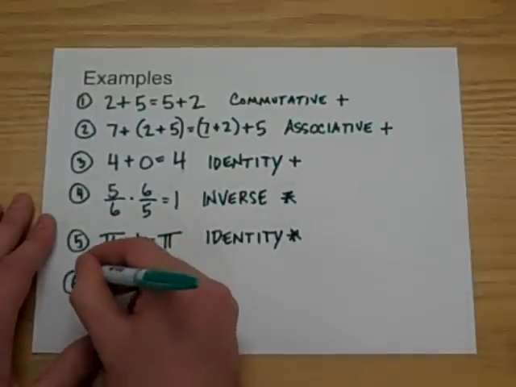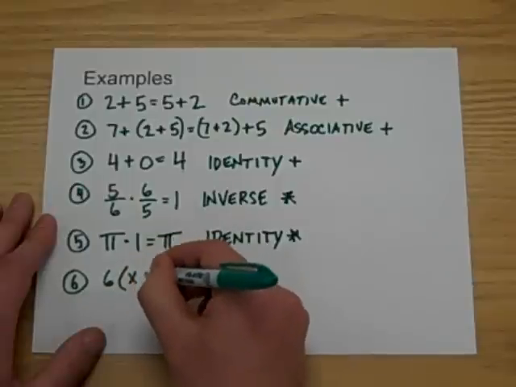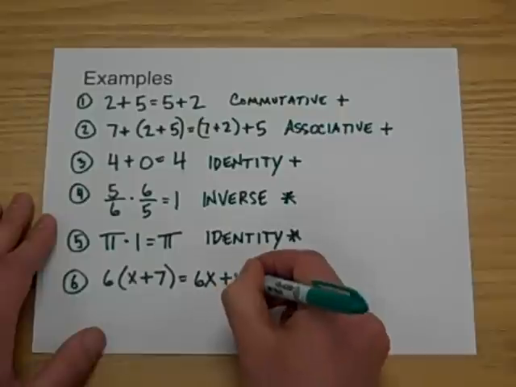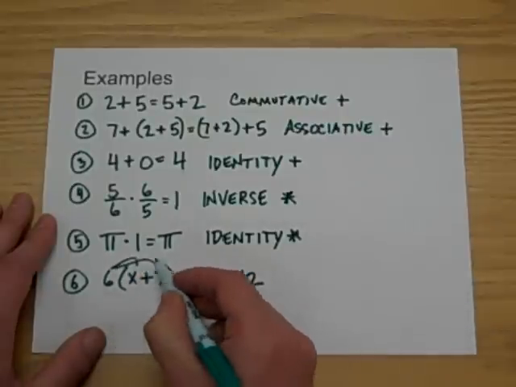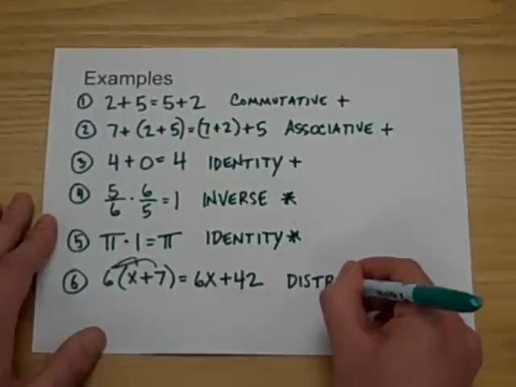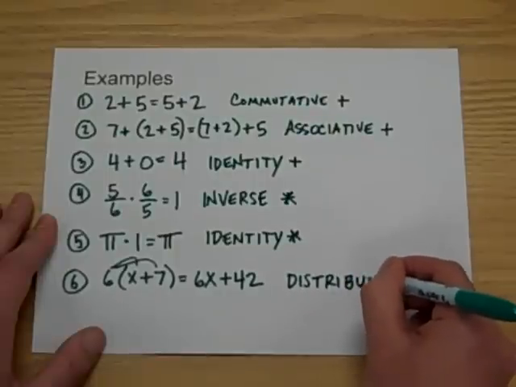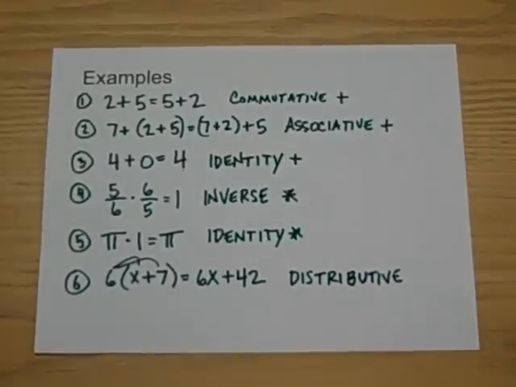And last but not least, let's try another one. Let's do 6 times x plus 7 equals 6x plus 42. In this case, it looks like I distributed the 6 to both of the terms, so this is the distributive property. Now, you'll notice that the distributive property does not have an addition and subtraction part of it, so it's just the distributive property. And that's it.